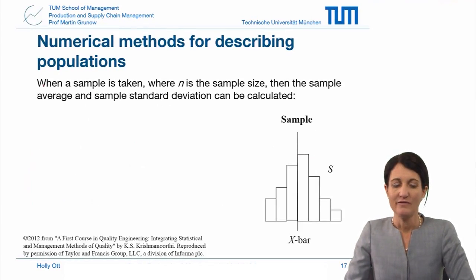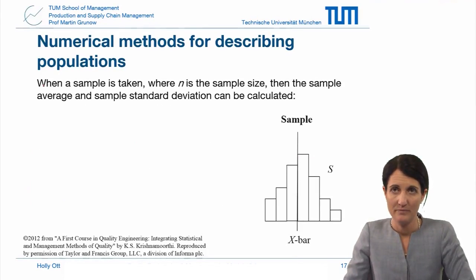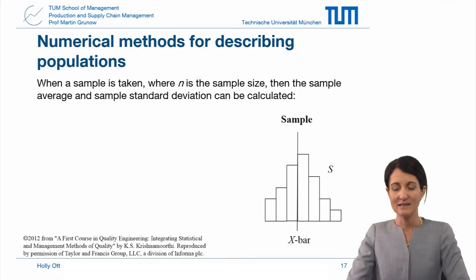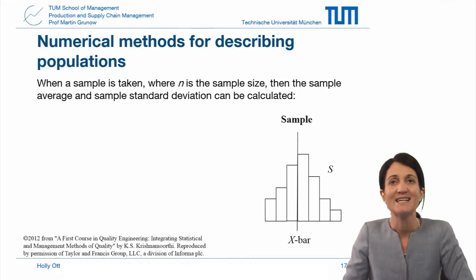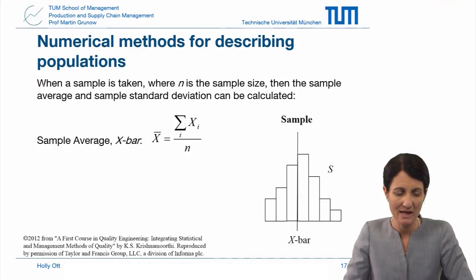Now, if we take a sample of our entire population, we can calculate the average, the mean, and the standard deviation. We can estimate them from the sample data. And this is then an example of our using statistics to estimate the population model from the sample.